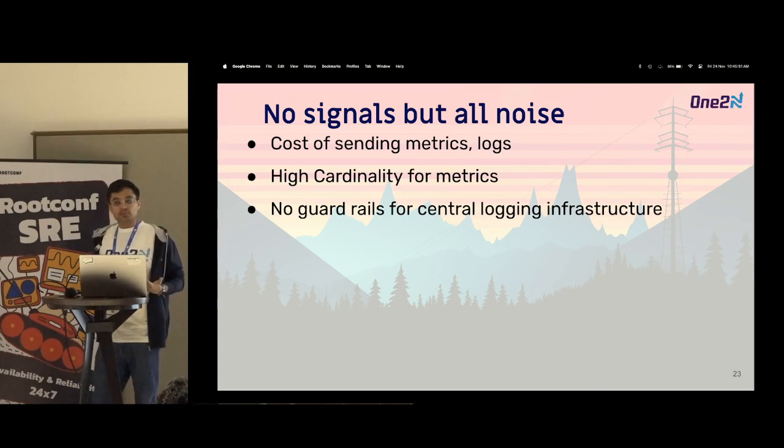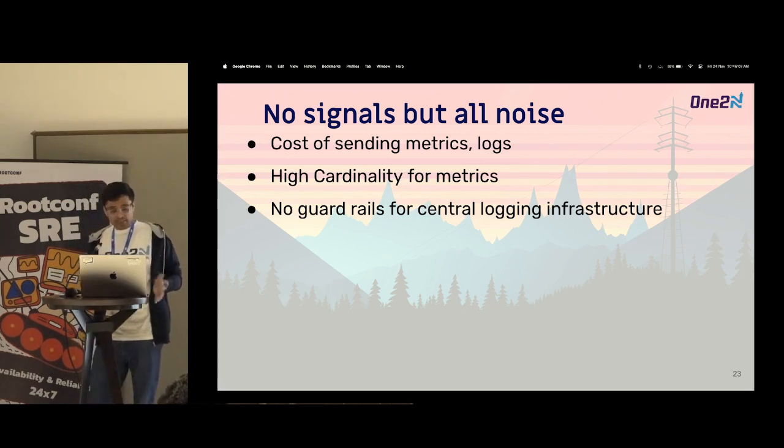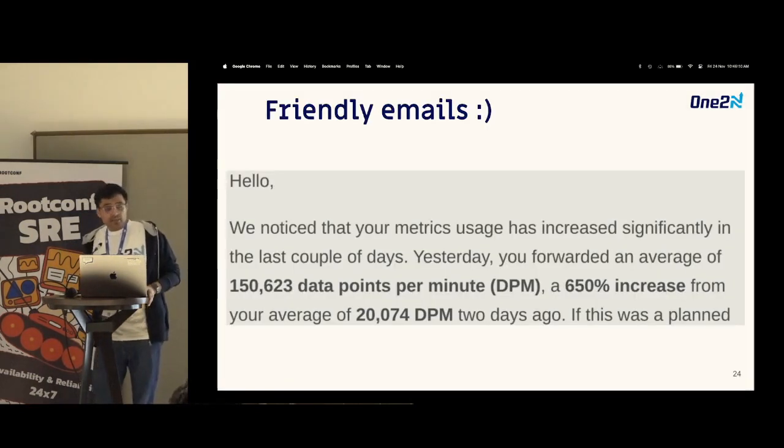Now I'll talk about the cost of no signals but all noise. Observability, I think these days good engineering teams always keep this first in mind, which is good. But the other problem I have observed is that with a lot of your SaaS providers, the cost goes haywire. If you're self-hosting, there is of course a lot of engineering cost that needs to be invested. One thing is you can have high cardinality for your metrics. You can keep sending a lot of metrics at a time, and you do not have guardrails for your central logging infrastructure. These are the friendly emails from your SaaS providers: hey, hang on, your metrics have just increased. Is it really expected?